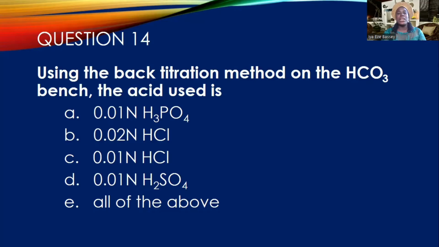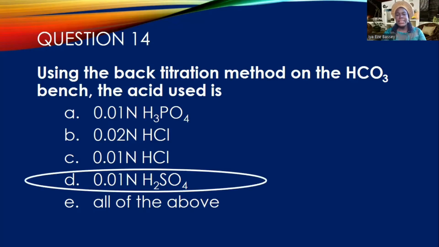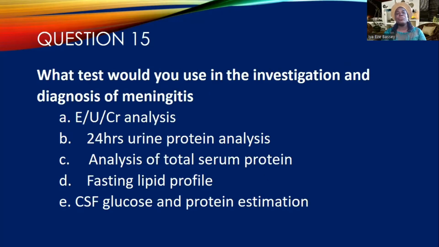Then, using the back titration method on the bicarbonate bench, the acid used is what? The answer is 0.01 normal H2SO4.